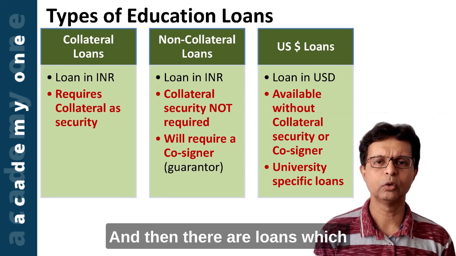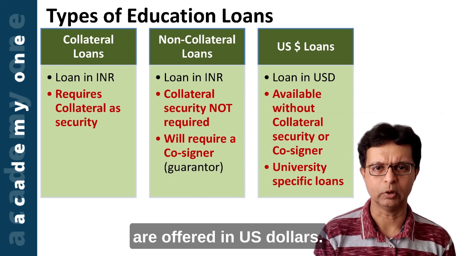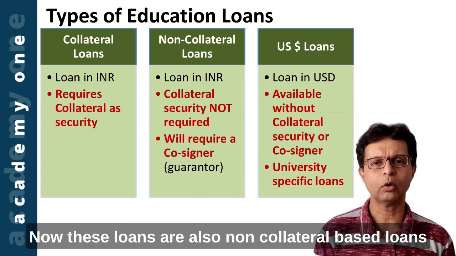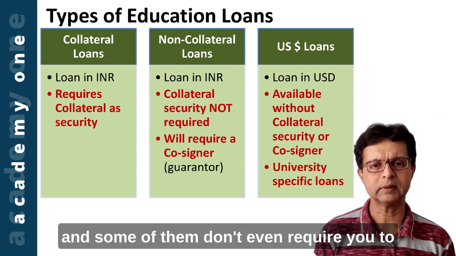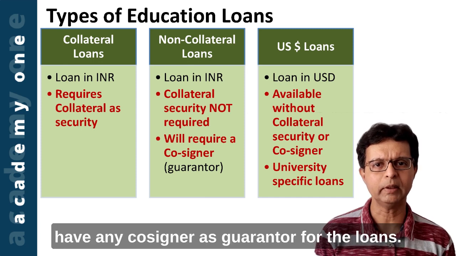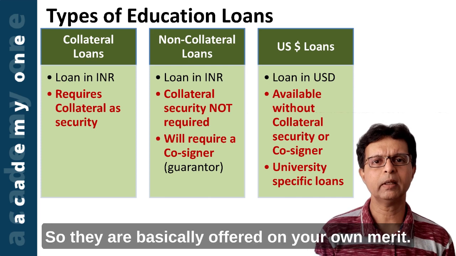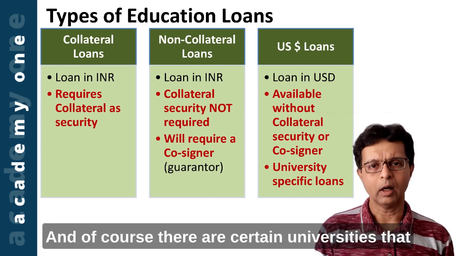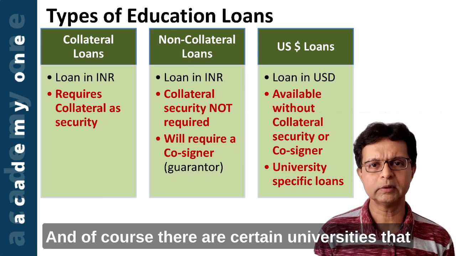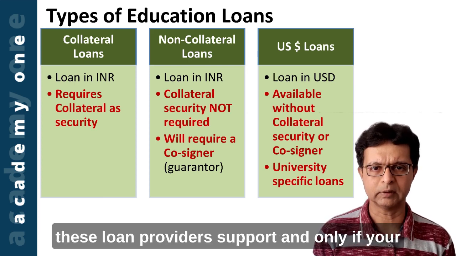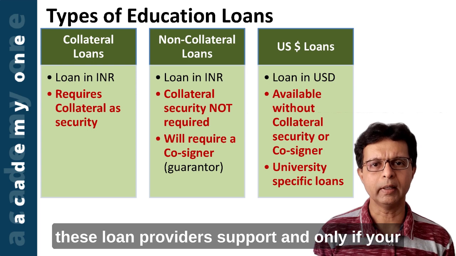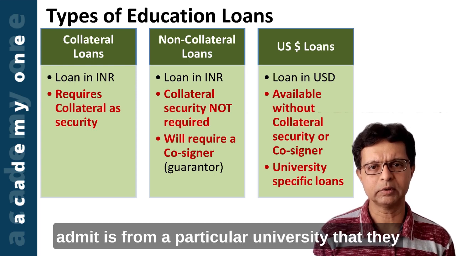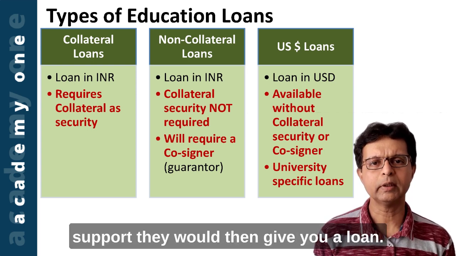And then there are loans which are offered in US dollars. Now, these loans are also non collateral based loans, and some of them don't even require you to have any cosigner as a guarantor for the loans. So, they are basically offered on your own merit. And of course, there are certain universities that these loan providers support, and only if your admit is from a particular university that they support, they would then give you a loan.